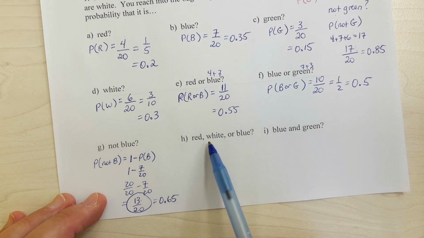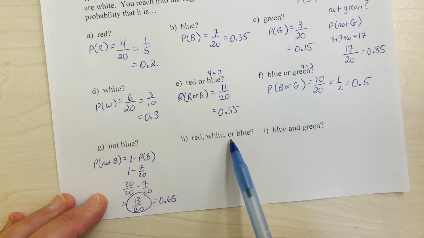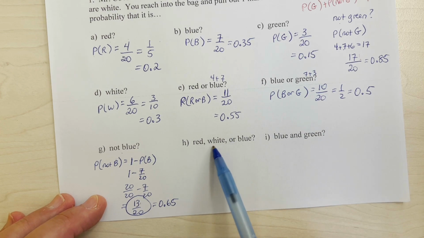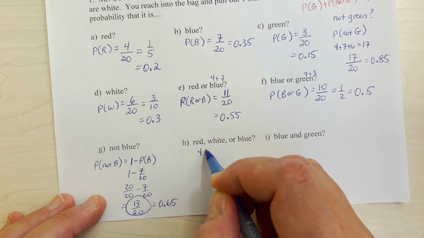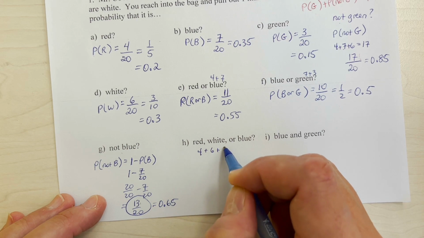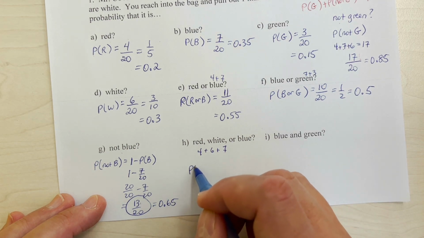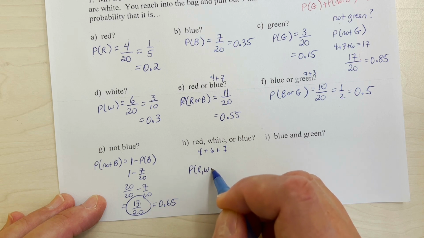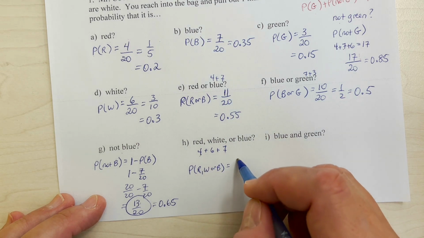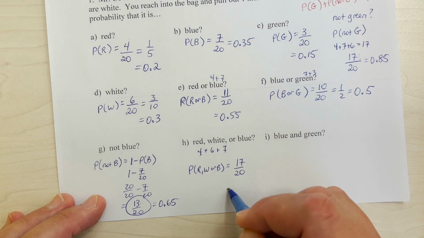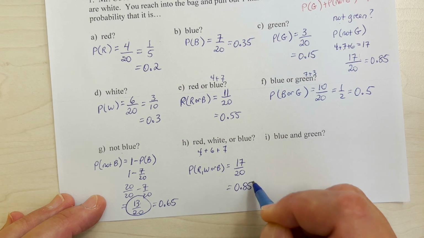What's the probability of red, white, or blue? All right, in this one, red, white, or blue. So we have 4 red, we have 6 white, we have 7 blue. So the number of ways we can do this, there's 17 successes out of 20, which is 0.85.